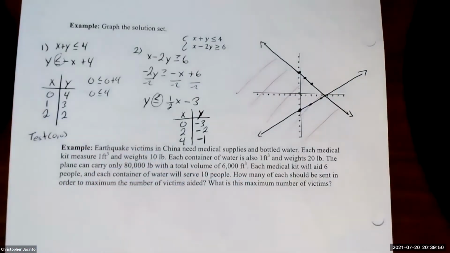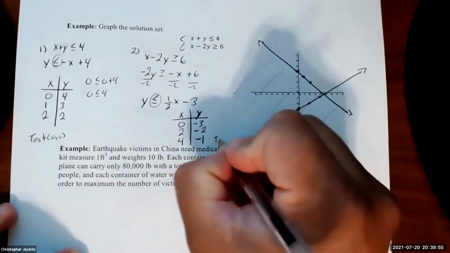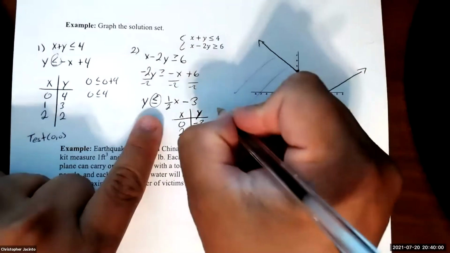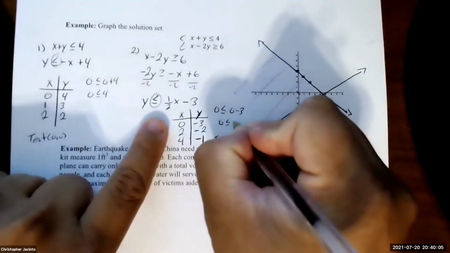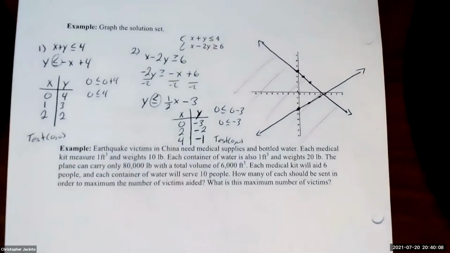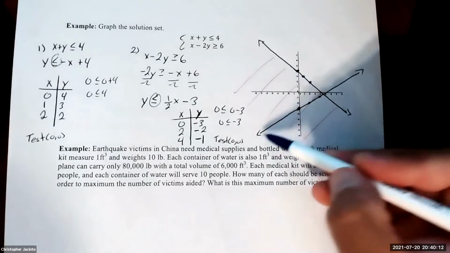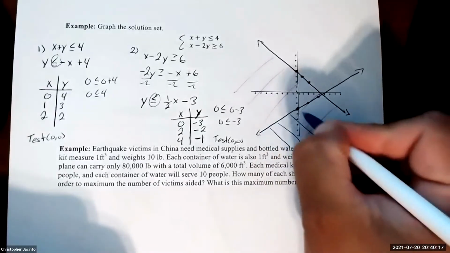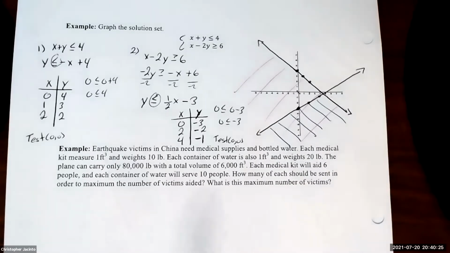Okay. And now same thing, we got to do a test point. So I'll use the same test point, 0, 0. And now see what happens. So we're going to get 0 is less than 0 minus 3. And this is not a true statement, right? So 0 is not less than -3, which means on this graph, we're going to shade down. So again, I'm just going to be doing lines like that. Okay. All right. Now we did both.